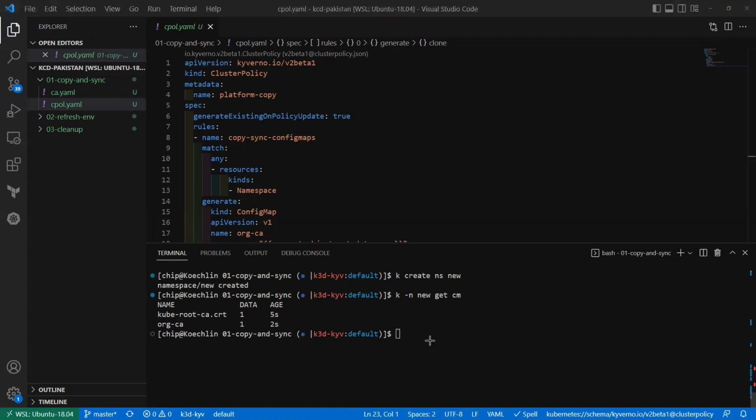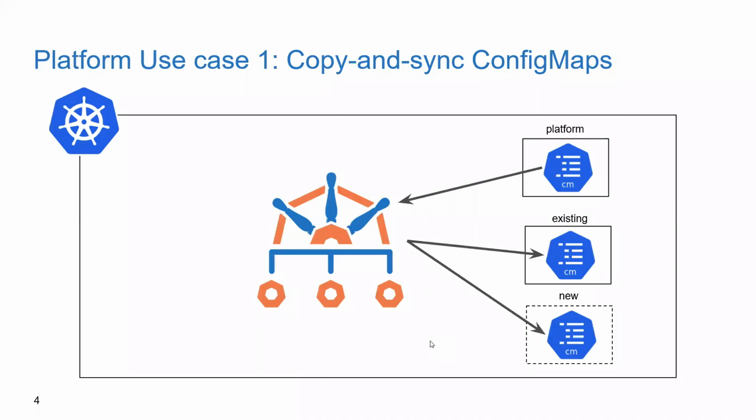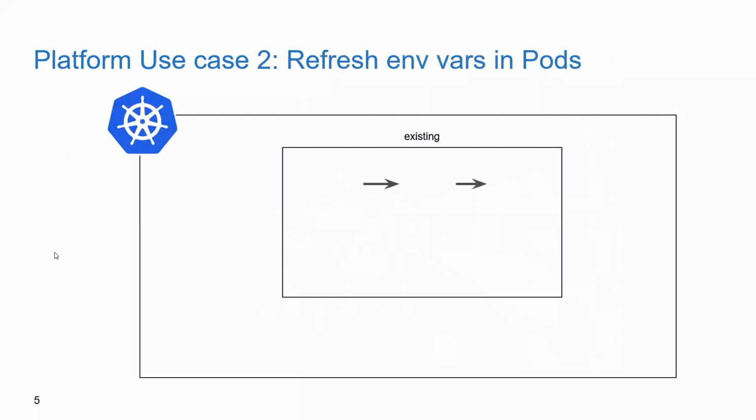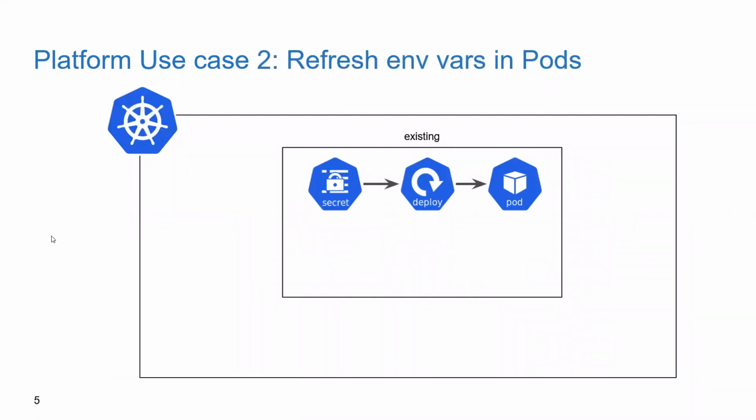So you can see how Kyverno can be used to short circuit a lot of the other additional automation that you may have in the cluster, as well as eliminate existing tools, which can help. So let's go on to the second use case here.